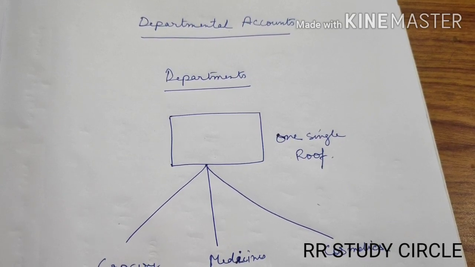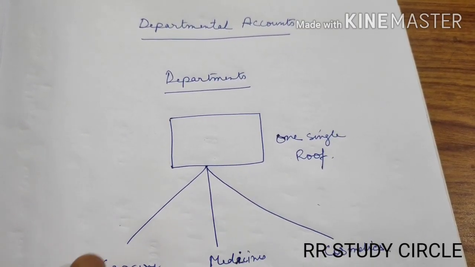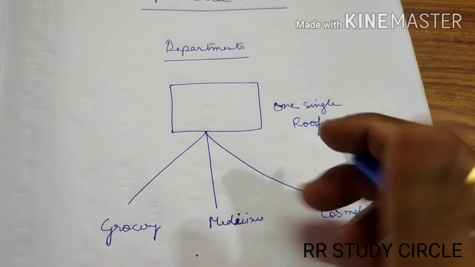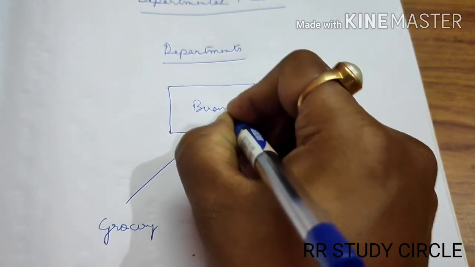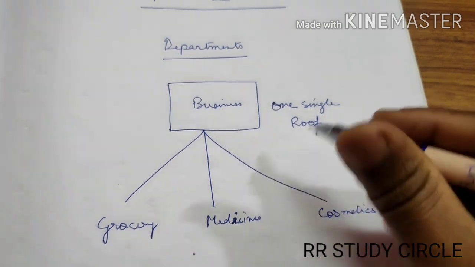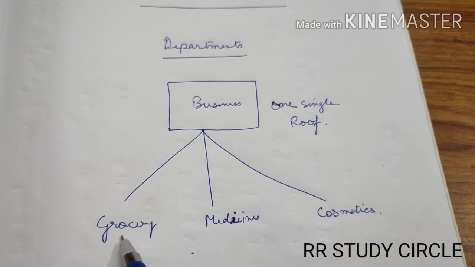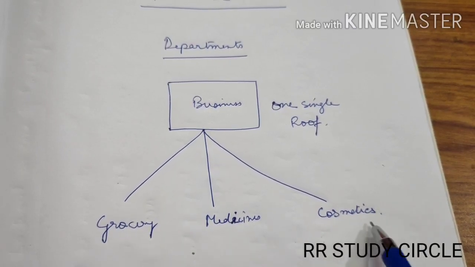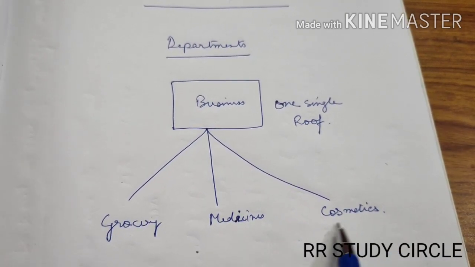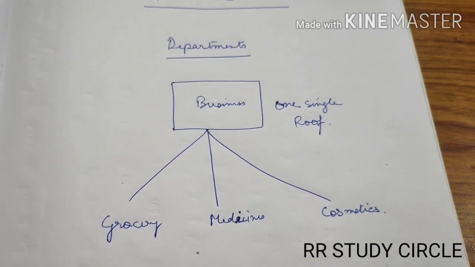Say for example, a business house has grown its business operations and it has various kinds of departments under one single roof. For example, this is a business house where under one single roof there are various departments. Say, a grocery department is there, a medicine department is there, a cosmetics department is there. Each of these departments has their respective expenses and their respective incomes.